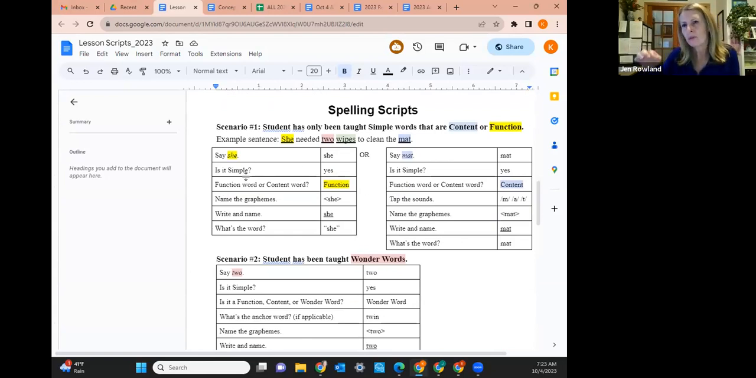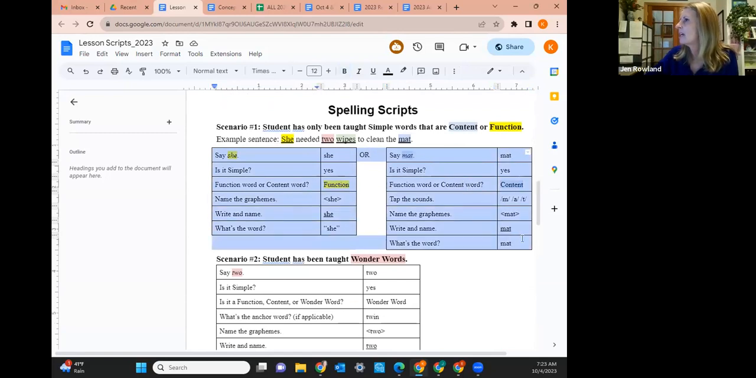So far, before you teach this lesson, initially it was just simple. So this one and this one. The difference being, if it was a function word here, you weren't tapping out the sounds. You were just naming the graphemes after you'd asked if it was a function or content word. Over here, like Matt, is it simple? Is it a function or content word?